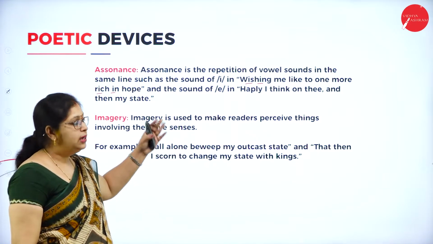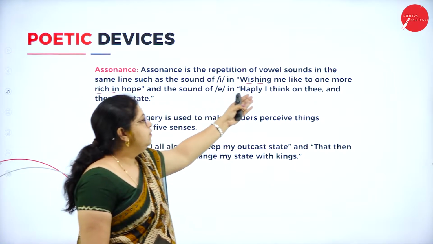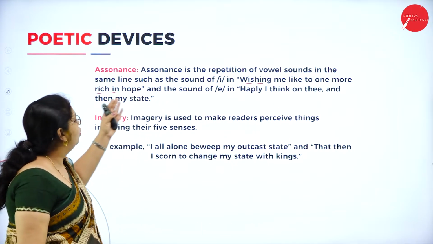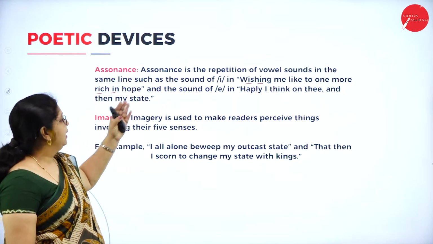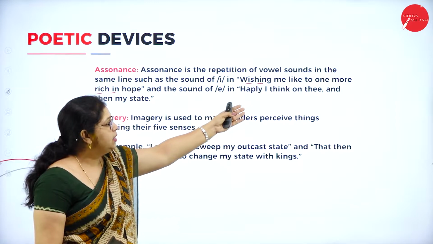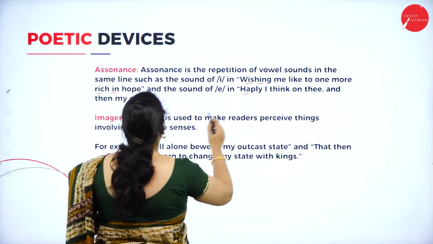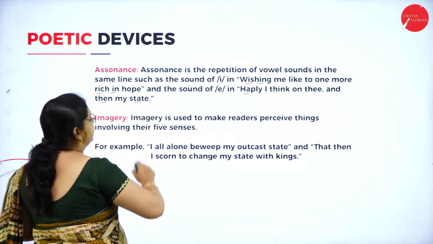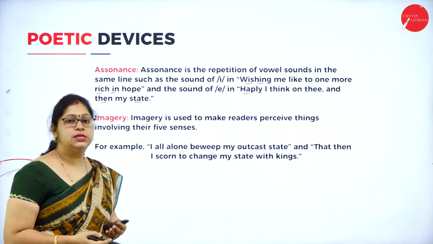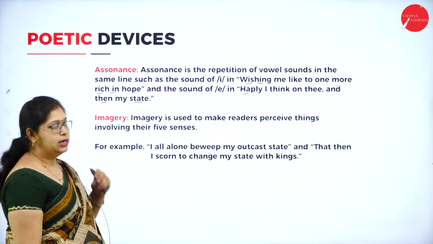The short I sound is repeated. The vowel sound is repeated again and again in the line wishing me like to one more rich in hope. Then the sound of short E. Haply I think on thee and then my state. So here haply, then, state, all have the short sound of E. It is repeated. That is known as assonance.